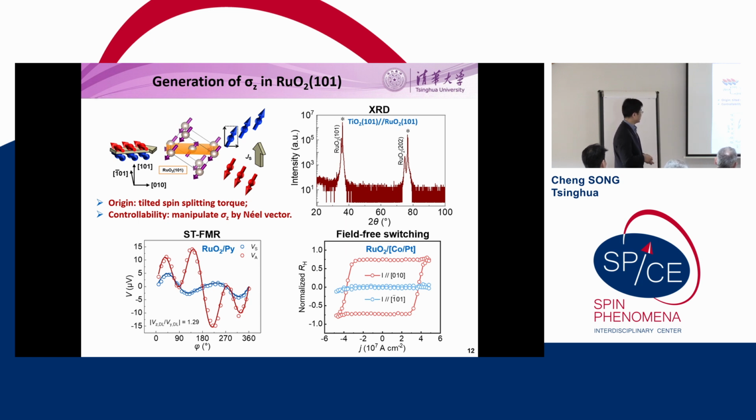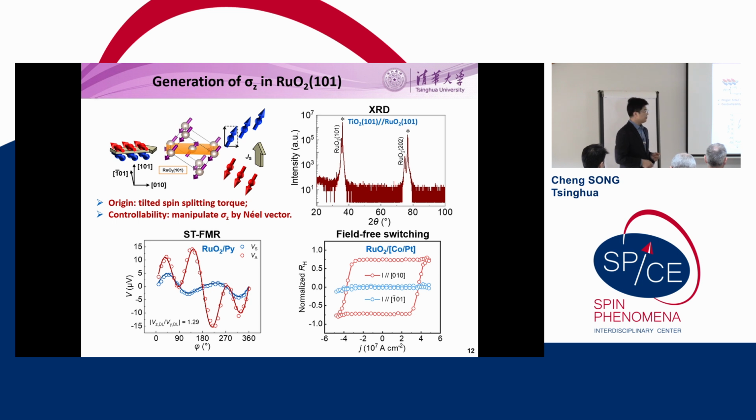Also, we measure the spin torque FMR. We can get sigma z in this sample. Previously, for example, we demonstrated sigma z, that means out-of-plane polarization, in collinear manganese gold, and also manganese tin and manganese platinum. Here, we also demonstrated sigma z in this ruthenium oxide system.